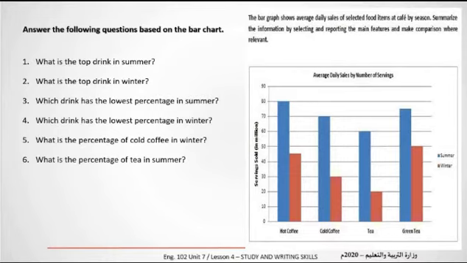So number 1, what is the top drink in summer? One word only. Short answers. So you go to the bar chart to find out the answer. Number 2, what is the top drink in winter? Number 3, which drink has the lowest percentage in summer? Number 4, which drink has the lowest percentage in winter? Number 5, what is the percentage of cold coffee in winter? And number 6, what is the percentage of tea in summer? So for this activity, you have 5 minutes to answer the questions. Start now.